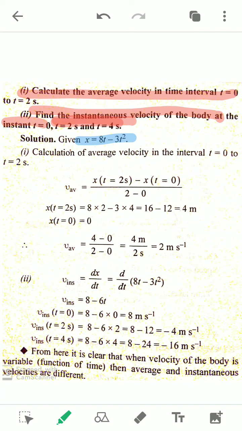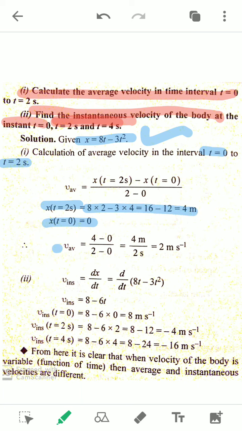Calculation of average velocity in the interval t equals 0 to t equals 2 seconds. When t equals 0, x is 0, we know. When t equals 2, substitute the value of 2 in the given equation, then x equals 8 into 2 minus 3 into 2 square, that is 4 meter.